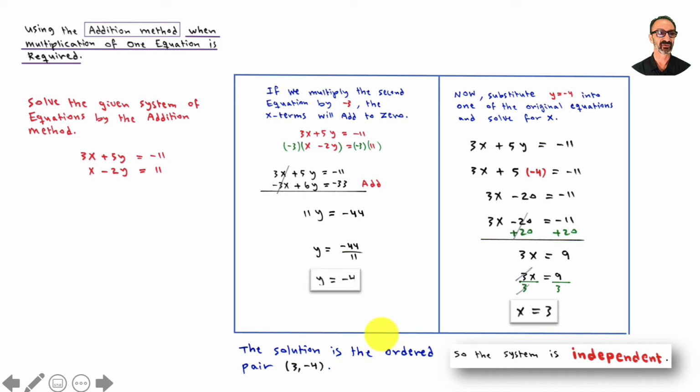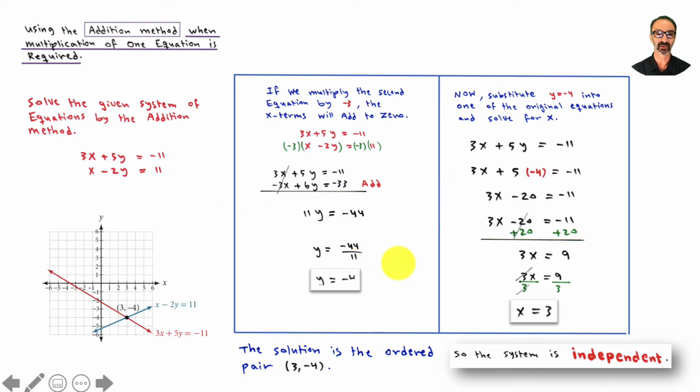To support that we don't need the graph, but here's the detailed graph. 3 and negative 4 is where they meet. That's why we call it independent. One solution means independent. Okay, now this was the addition method when we had to multiply one equation by a number.